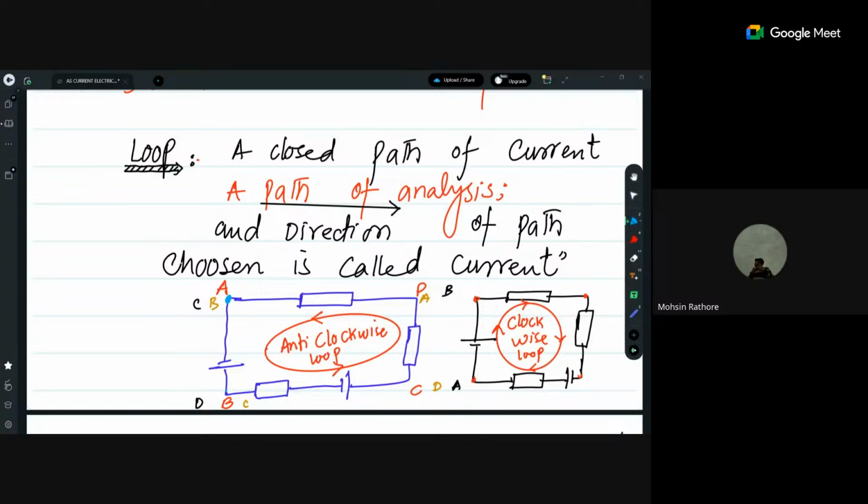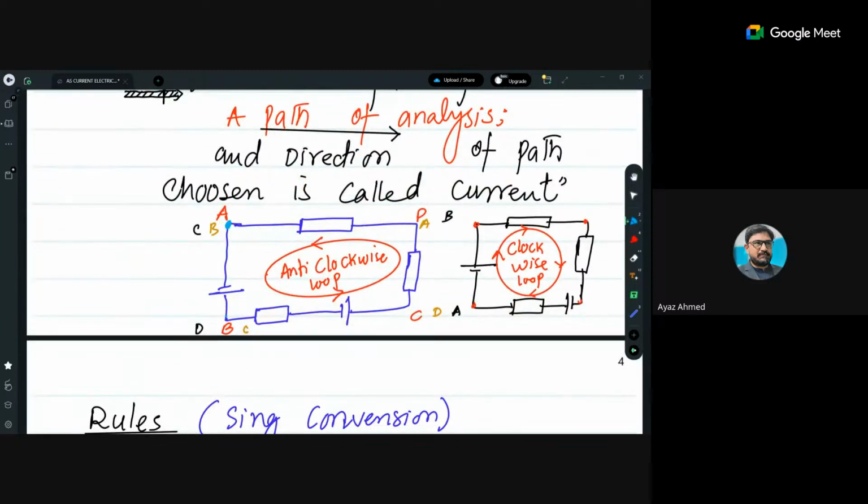Yes sir, clear. Okay. So I can simply say that here is a complete loop starting from A, then B, then C, then D, and back to A. So this way I can say that the loop is either clockwise or anti-clockwise. When we talk about the clockwise or anti-clockwise loop, it means that is the path you are going to follow to analyze the circuit. For example, you are coming from A, will reach B, then C, then D, then A. So it is your choice.